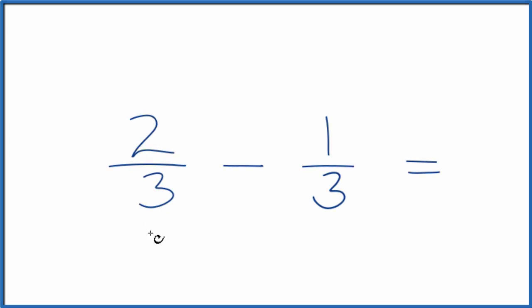Let's subtract the fractions 2/3 minus 1/3. What we're trying to do is figure out 2 over 3 minus 1 over 3. What do we end up with? What fraction do we get?